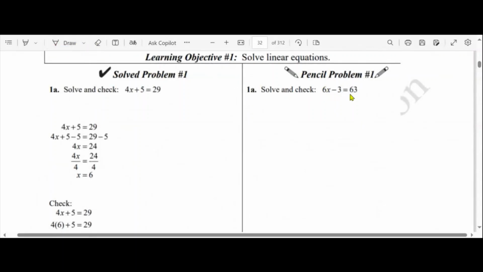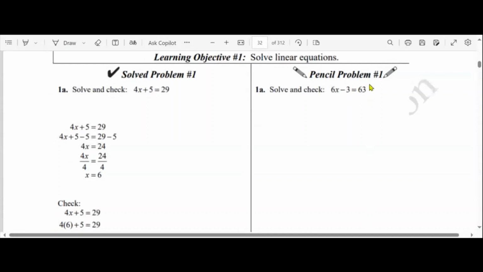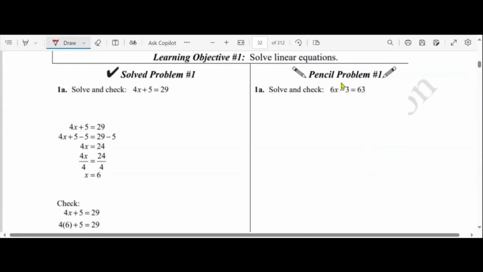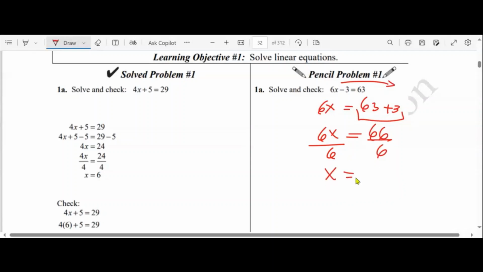I have 6x minus 3 equals 63. What should I do with the negative 3? Move it to the other side. Now, how much is this total? 66. Divide by 6, what are you going to get? 6. No, 11.